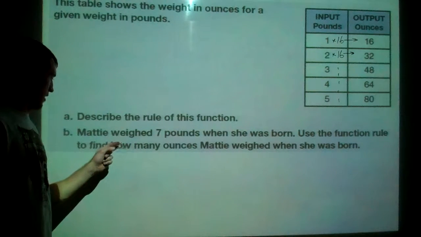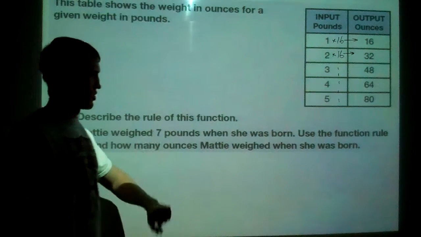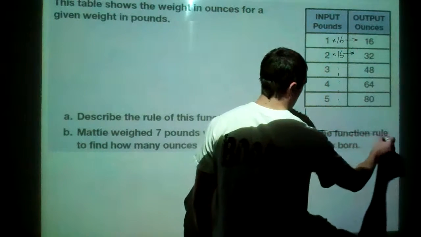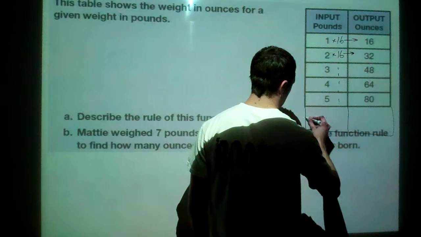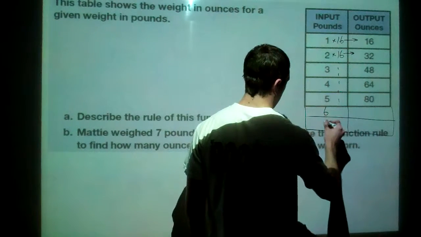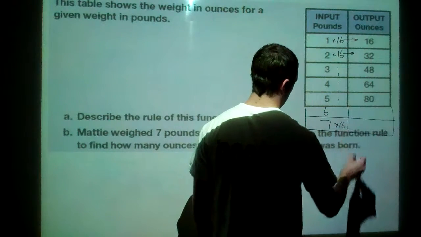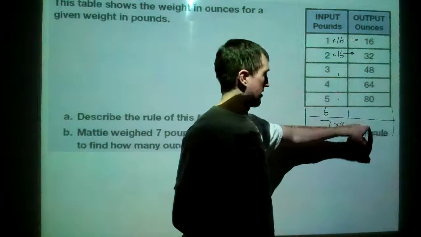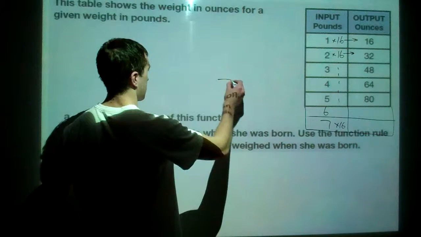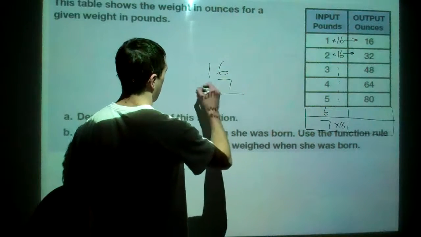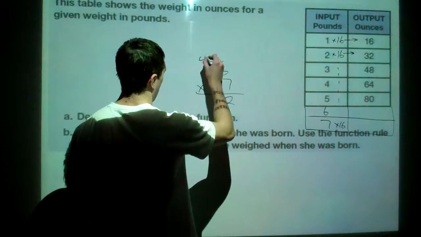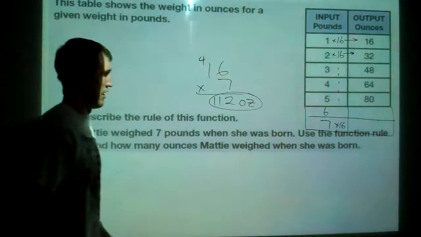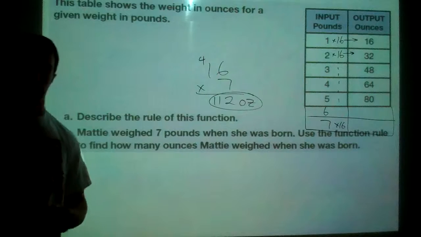And it says if somebody weighed 7 pounds when she was born, how many ounces would that be? Well, we want to take the shortcut. We know our rule is just to multiply by 16. We could do that, or add 16, get this, add 16 to that, and get that. 7 times 16 is the fastest way to do it, and we get 112 ounces. Alright, so that's function tables briefly.